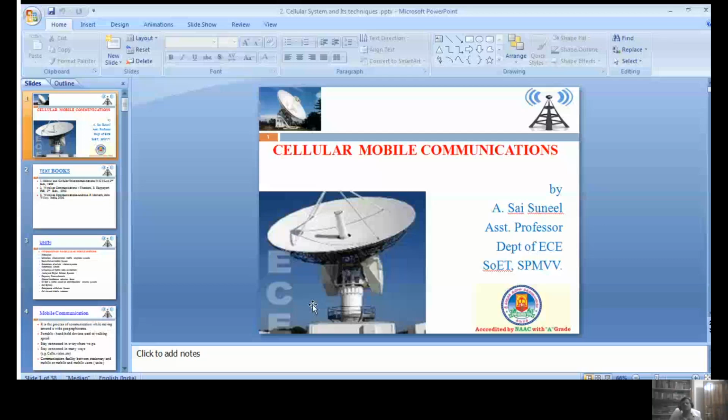The next one is the cellular telephone. Cellular is nothing but a simple portable device which can move anywhere in the world. Right. These are examples of mobile communication systems.